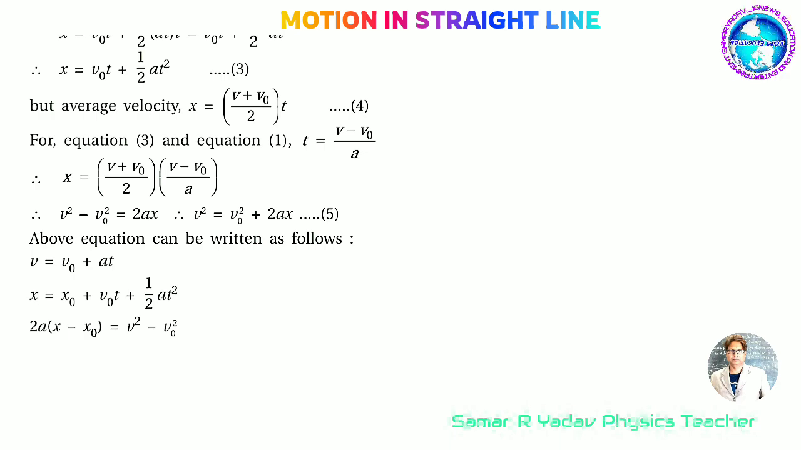The above equations can be written as follows: v is equal to v0 plus at, x is equal to x0 plus v0t plus 1/2 at square, and lastly 2a (x minus x0) is equal to v square minus v0 square.